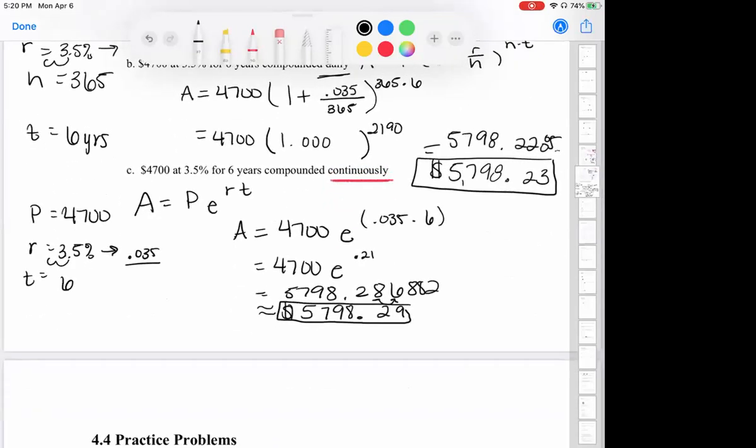That is 7C. All right, moving forward to 4.4, number 14.